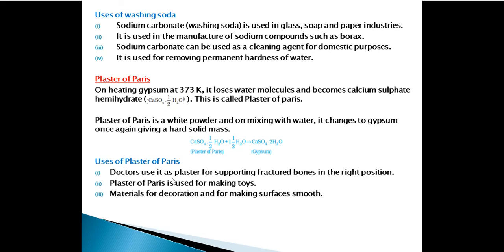Next, we have read about plaster of Paris. How do we get plaster of Paris? When gypsum is heated at 373 Kelvin, we get plaster of Paris. And at last, there are some uses of plaster of Paris also. It is used by the doctors for keeping the bones in the correct position, and it is used for making toys, and it is also used for decorative purposes and making the surfaces smooth, and even in many statues.